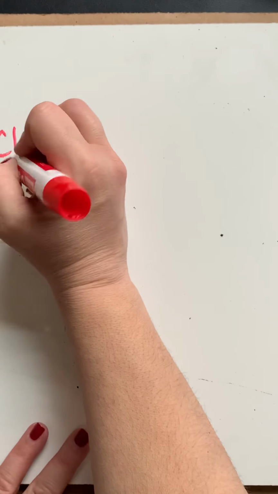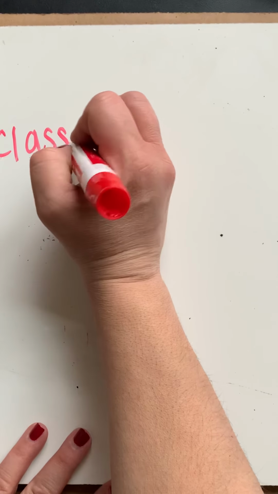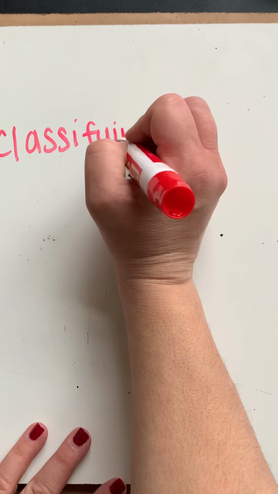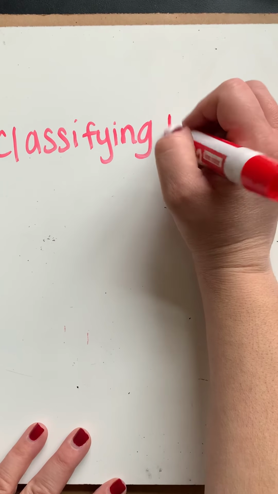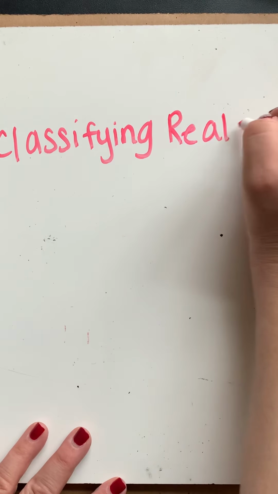So, we're going to look at some examples of real numbers and also irrational numbers and kind of decide on how to classify the different things. So the first thing we're going to talk about is classifying real numbers.